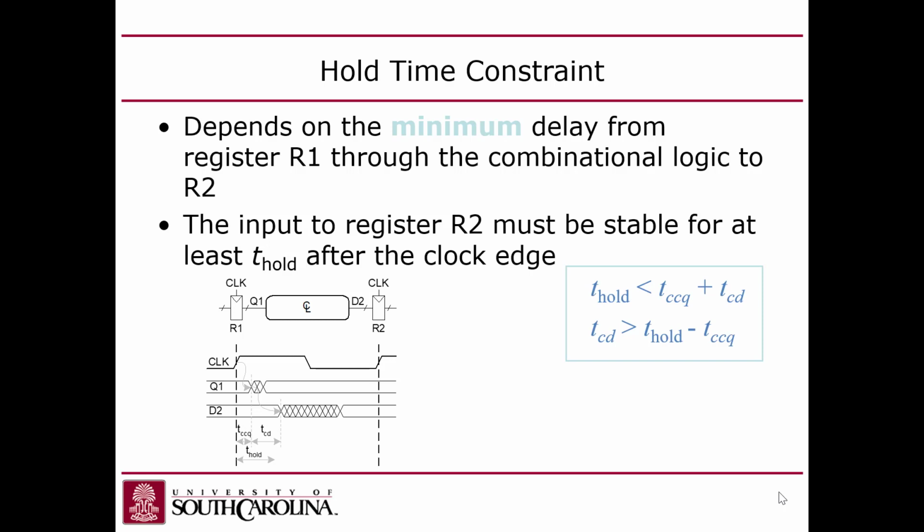So when you put the contamination delay by itself, it's saying the contamination delay must be greater than these things, meaning that you may have to increase that. You don't want to be too low. You don't want your contamination delay to be too low.